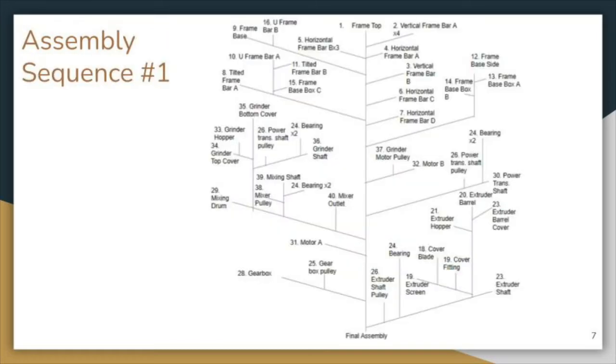Looking at the assembly sequences, our first sequence is a frame first top down sequence. So you assemble the frame from the top down, and then you attach all the components kind of one by one onto the frame, or maybe somewhat in parallel as it is supported, but it's mostly a frame first and then just put things one by one onto the frame.